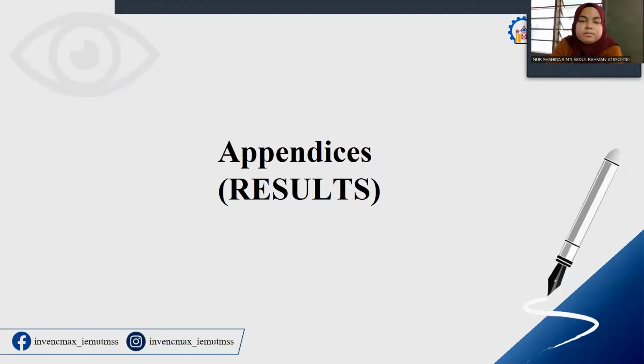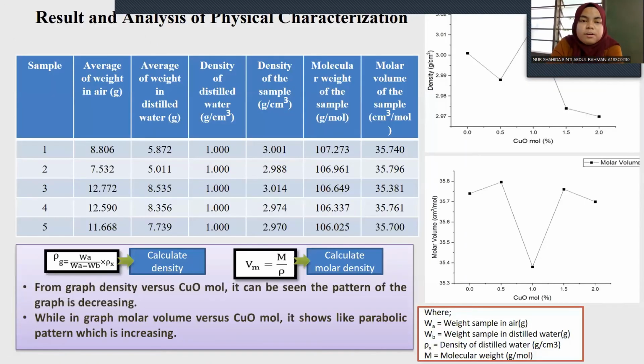For the results, from the physical characterization, we get the graph of density versus copper oxide molar concentration, which shows a decreasing pattern, while in the graph of molar volume versus copper oxide molar concentration, it shows a parabolic pattern which is increasing.